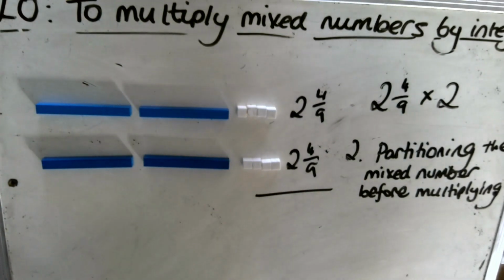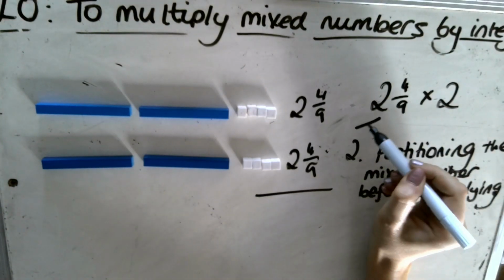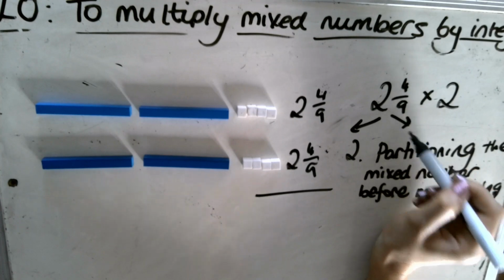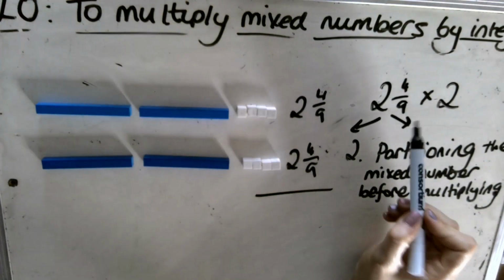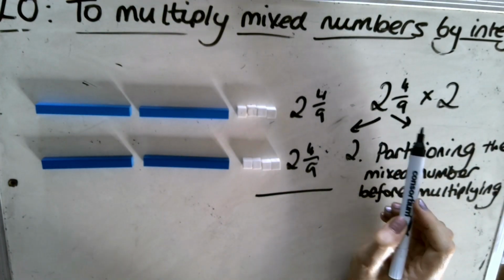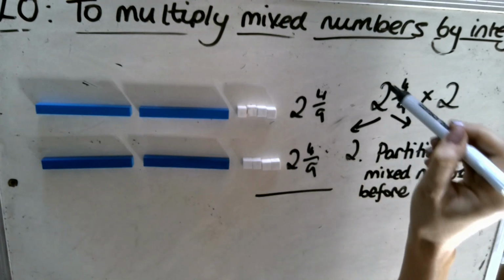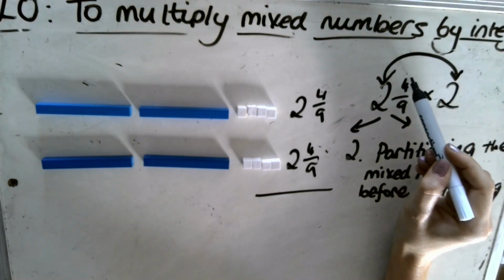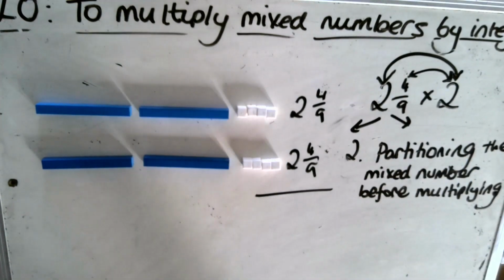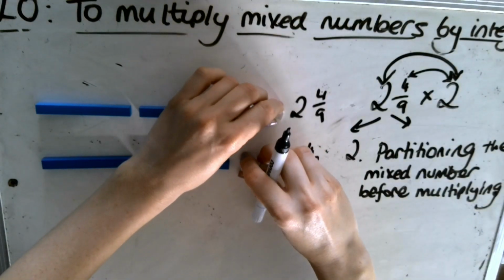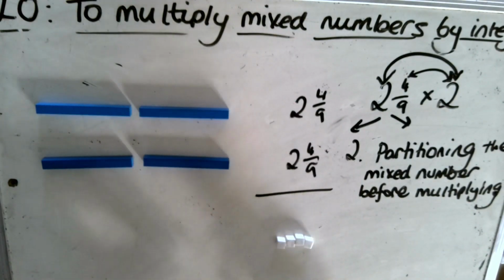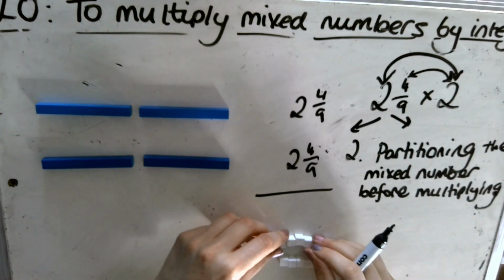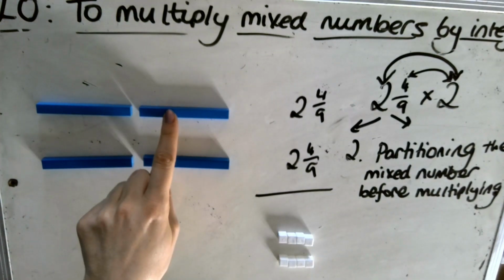So when I say partition the mixed number, I am separating the whole number away from the fraction. Okay, so we're going to start by multiplying the whole numbers together, which is these 2. And then we are going to multiply the fraction by the integer, and then we're going to add them up. So first of all, I'm going to take away my fractions, put them down here for now. So the first thing I'm going to do is 2 times 2.